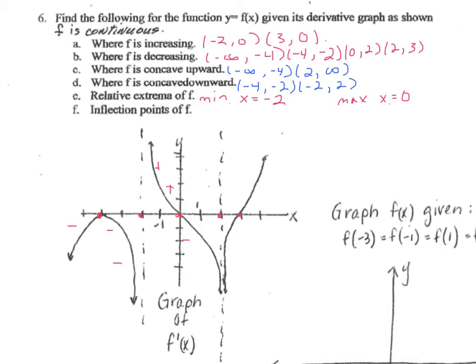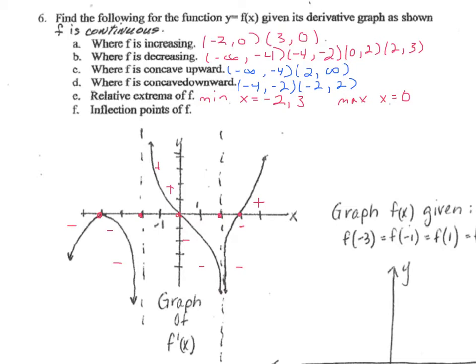And at 2, our derivative goes from negative values to negative values. So we won't have a max or a min there. But at 3, our derivative goes from negative values to positive values. So we will have another minimum at 3.